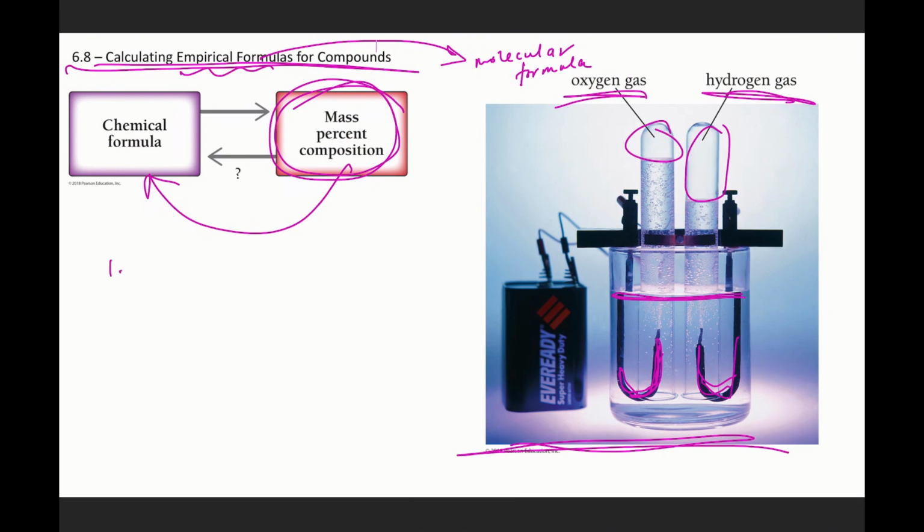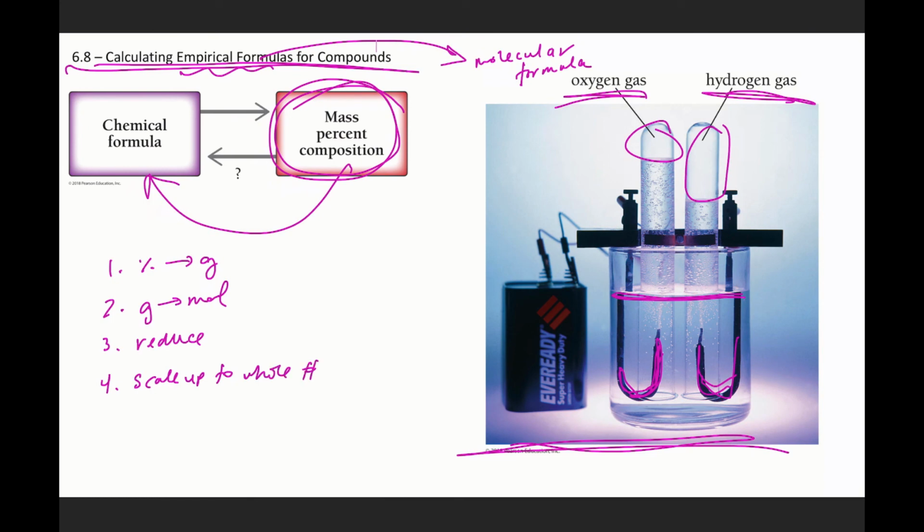Okay, so let's go over the steps. Step 1, we would need a percent, so we would take our percent and convert that to grams by assuming that we have a 100-gram sample. Step number 2, we would go from grams to moles of each element. Then step 3, we would take our moles and reduce. And then step number 4, we would scale up as needed to a whole number.